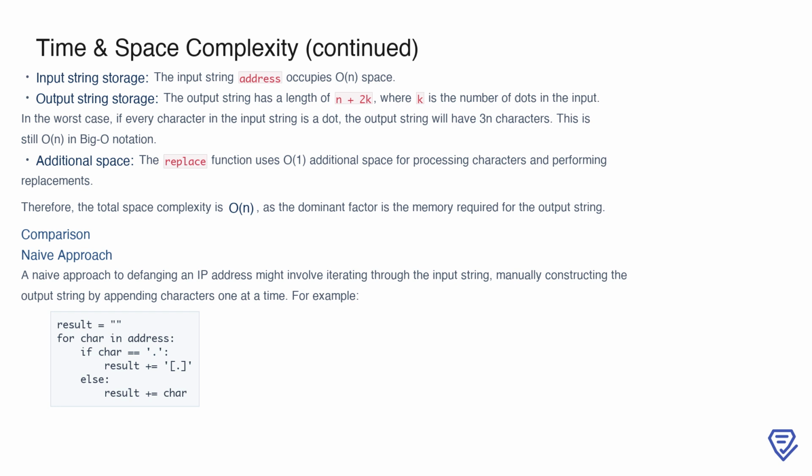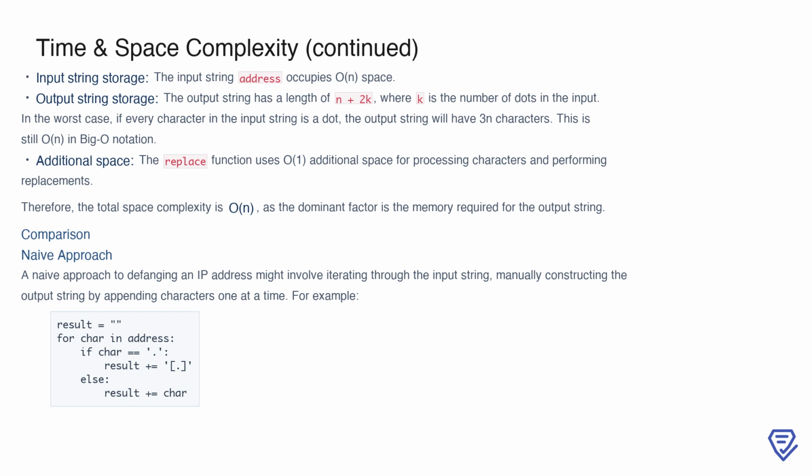The input string address itself occupies O(n) space since it contains n characters. The output string, which includes the replacements, will have a length of n plus 2k, where k represents the number of dots in the input. In the worst-case scenario, if every character in the input string is a dot, the output string would grow to 3 times the length of the input, or 3n. However, in big O notation, this is still O(n), because we focus on the dominant term.